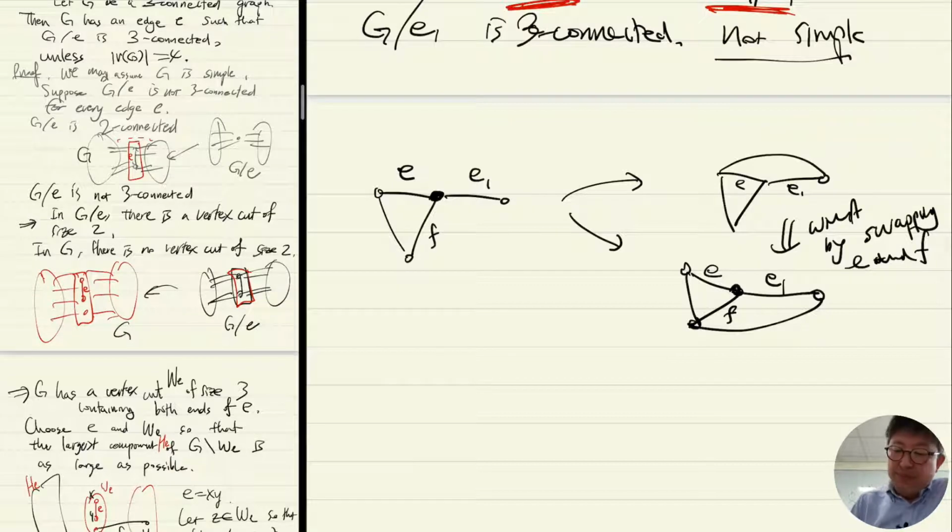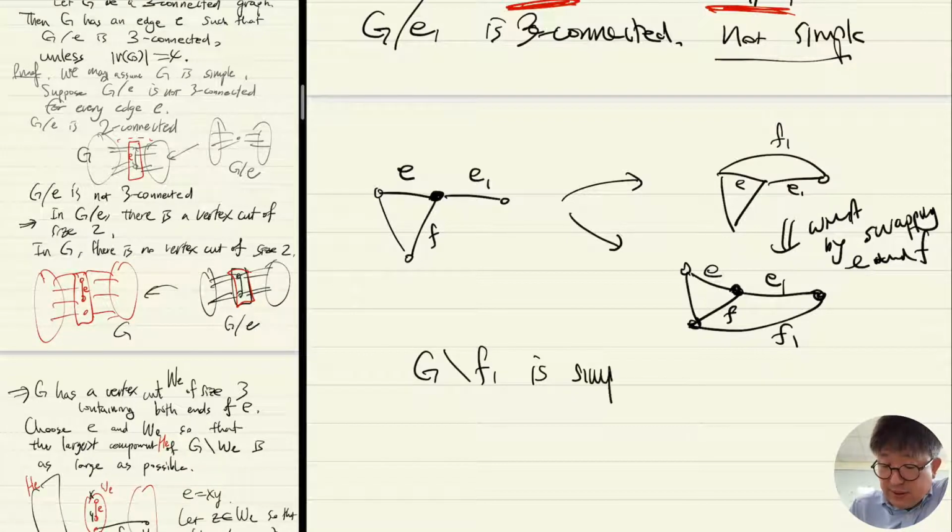Now, it's not simple, so we have this. So let's say this is F1. In this case, that's F1. All right, now we look at G delete F1, then it's simple. So it's 3 connected.